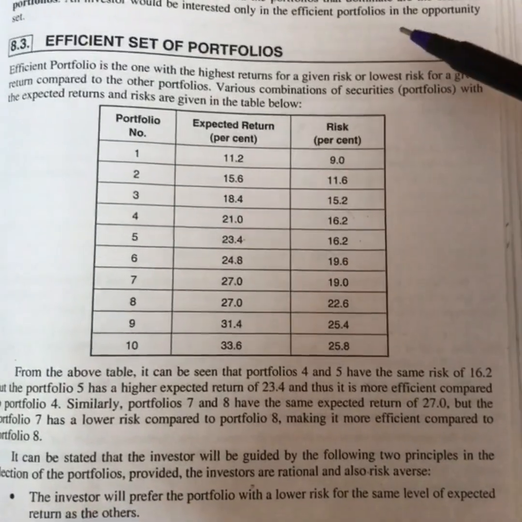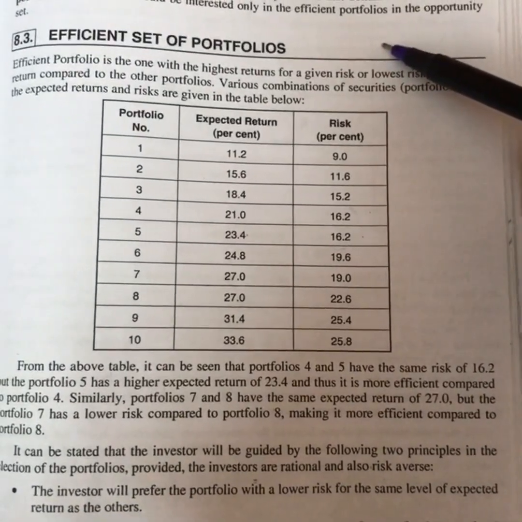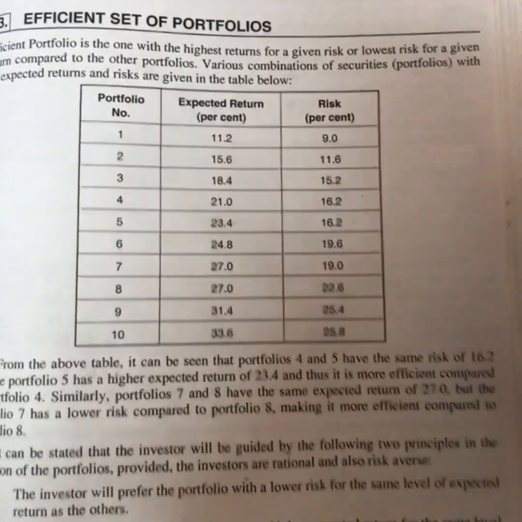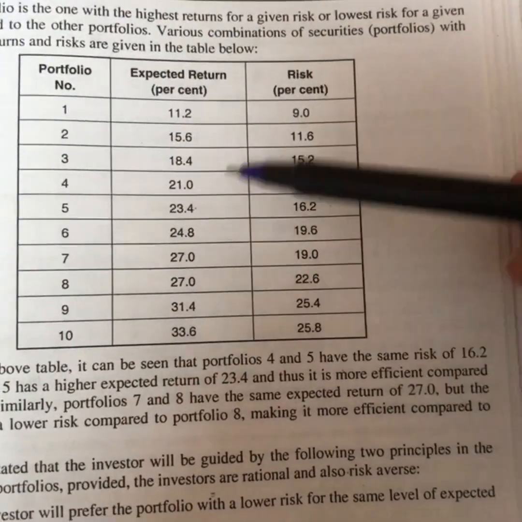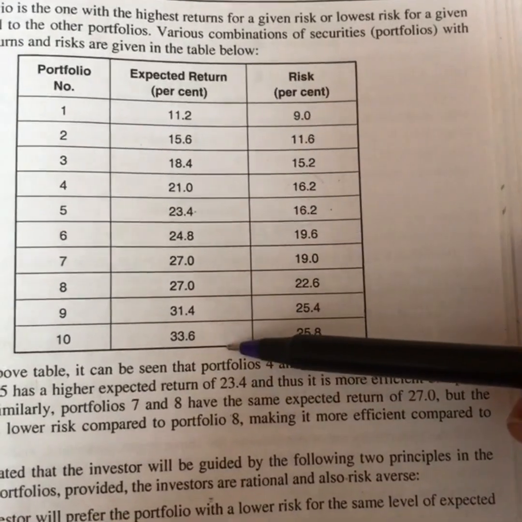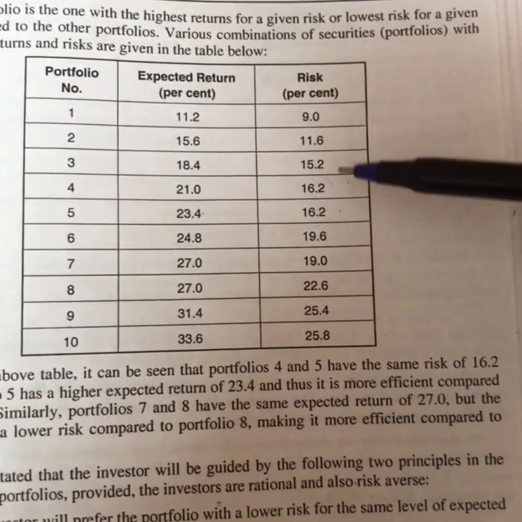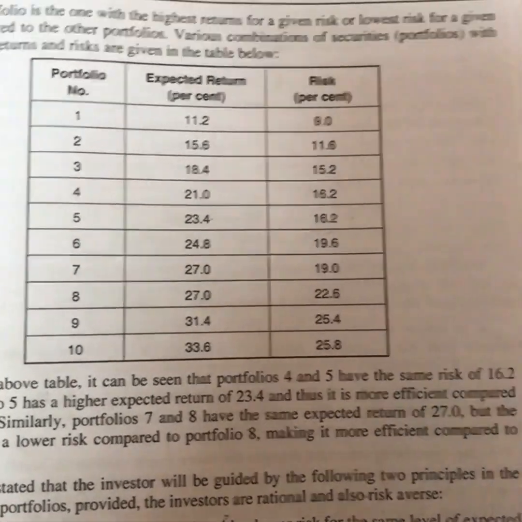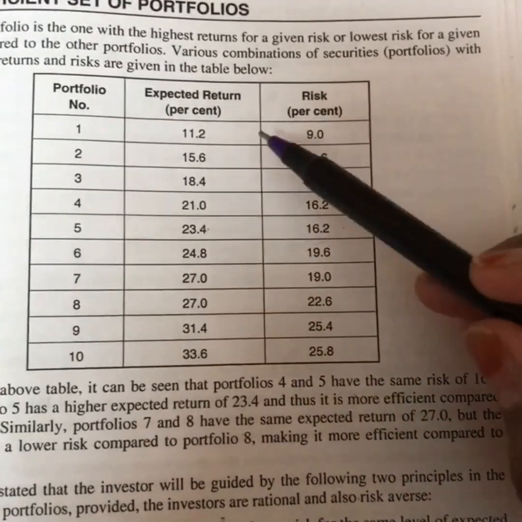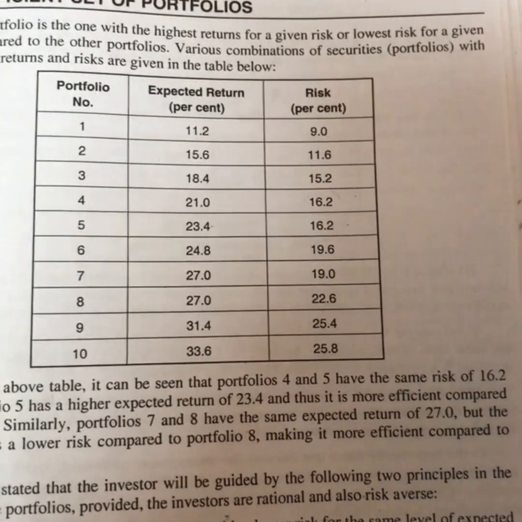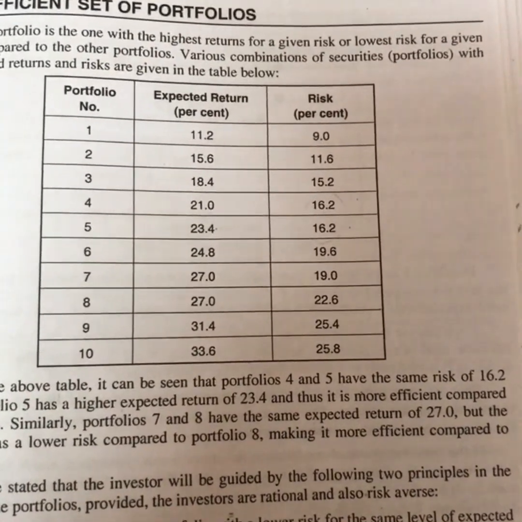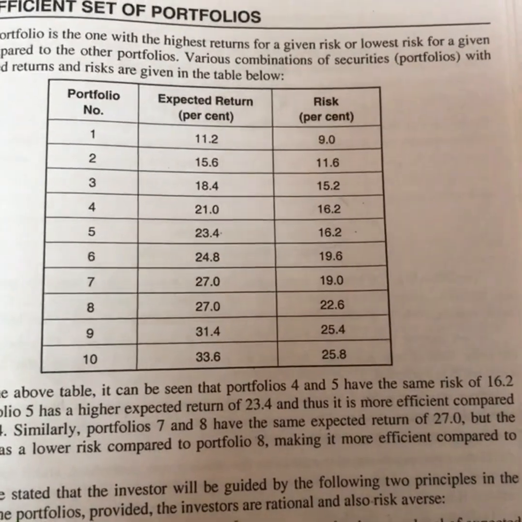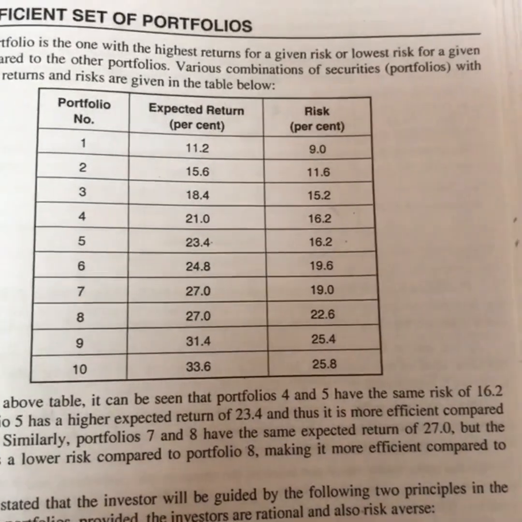Now we will see the efficient set of portfolios, girls. We just saw the example, right? In the book also they have given it in detail. There are 10 portfolios given. The expected return for those 10 portfolios is given, and the risk percentage is also given for all 10 portfolios. Girls, obviously expected return and risk are calculated from unit 4. That is what we studied, right? We calculated return for a portfolio and risk for a portfolio.